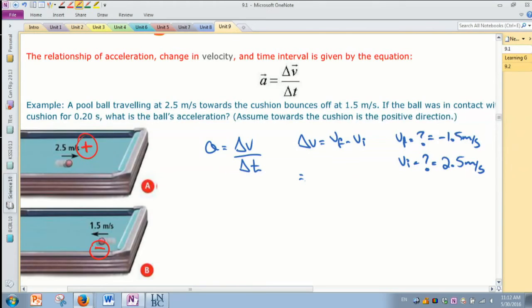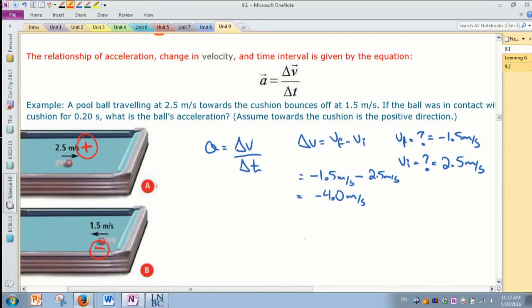So if I want to find the change in velocity, I need to take the final, which I'm calling negative 1.5, and I'm going to subtract the initial, which is 2.5. So negative 1.5 minus 2.5 is negative 4 meters per second. Now this is what you guys were asking me for. Do I need to say it's to the left? Well, not really. The negative sign here tells me it's to the left. I've decided everything in my question to the right is positive, so if I have a negative, then I know it's to the left.